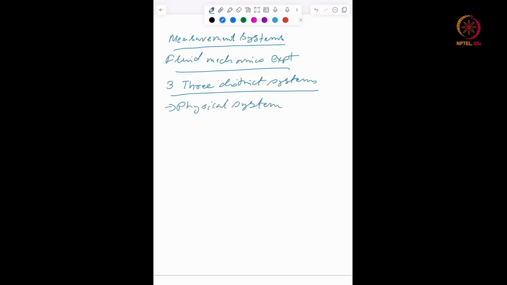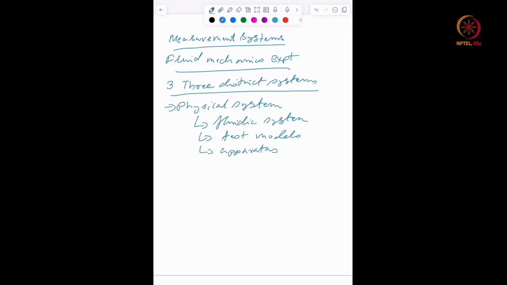This consists of the flowing fluids, the apparatus, the test models, and the related objects. So it includes the fluidic system. You see the test models, for example, and of course any other related apparatus.